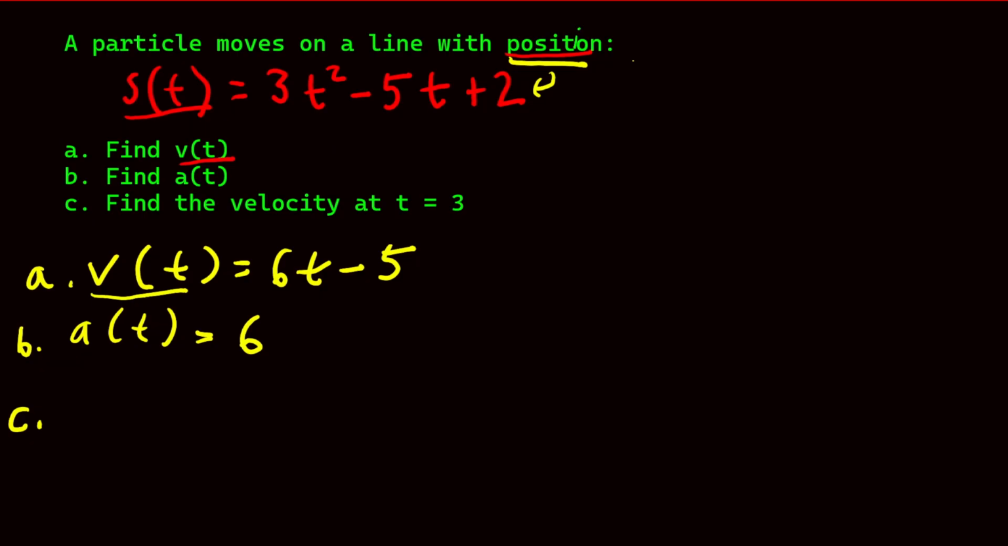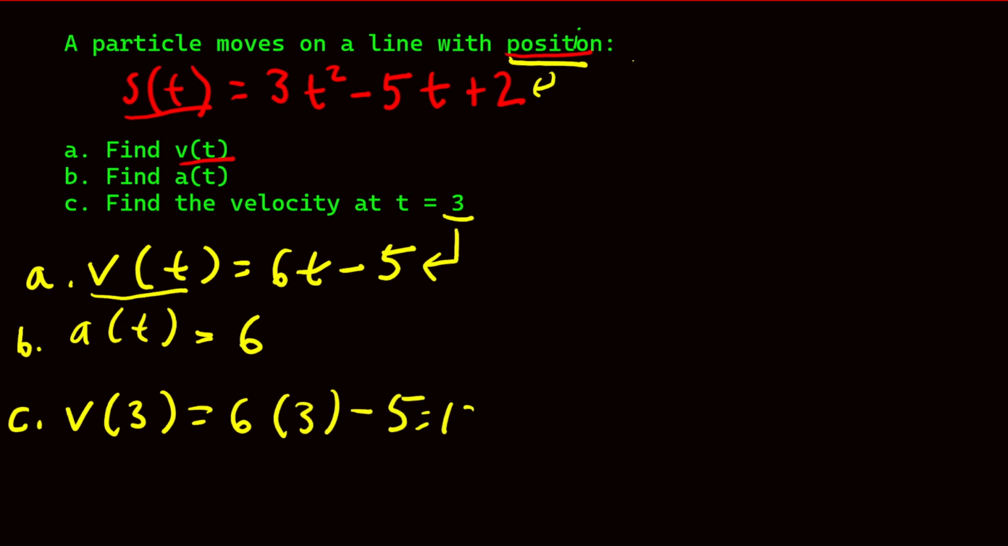C. Find the velocity at t equals 3. This one is easy. We're just going to plug 3 into the velocity function. So v of 3 equals 6 times 3 minus 5, which is 18 minus 5, which is 13.